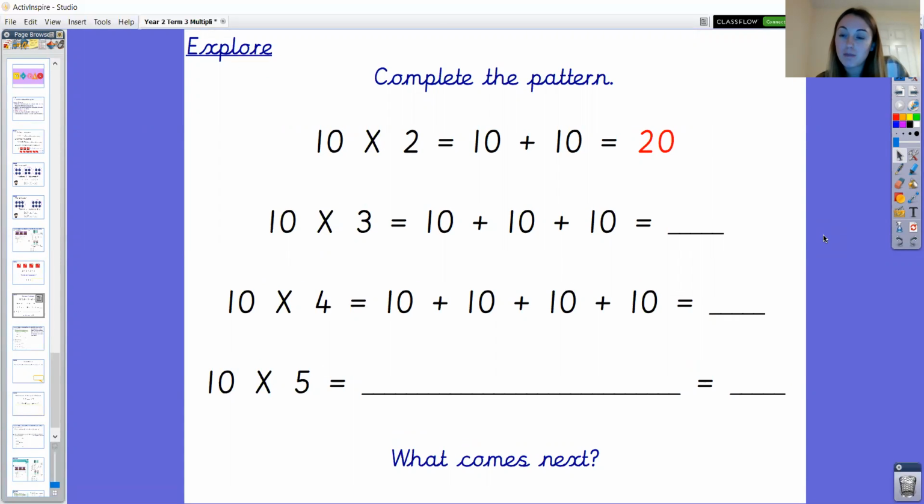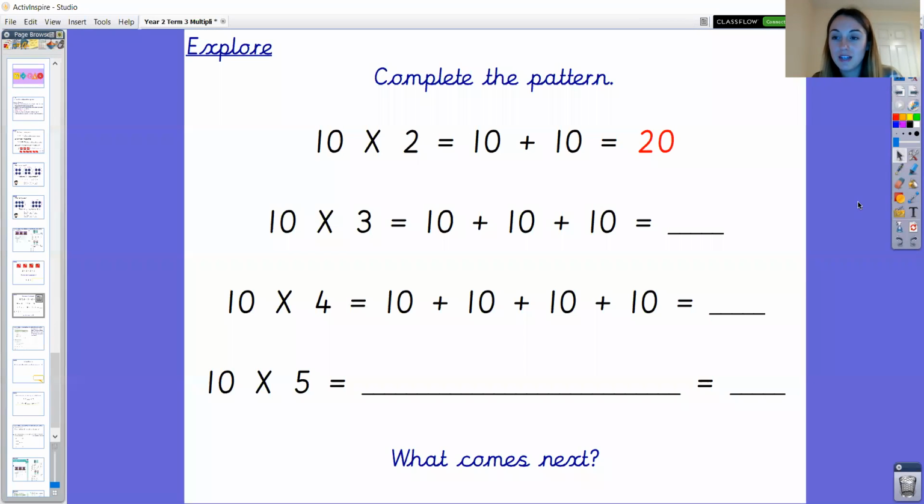Okay, I wonder if you could please pause the video here and have a look at the rest of the pattern. So as you can see, the multiplication sentence is equal to the addition sentence, meaning that they both have the same total. So please pause the video here and complete the pattern.